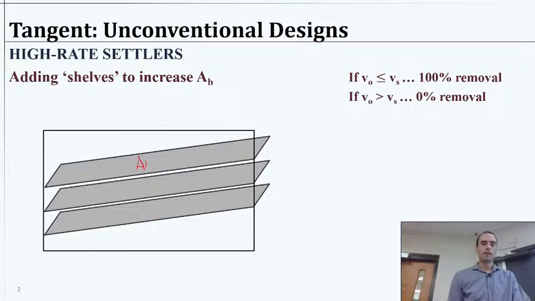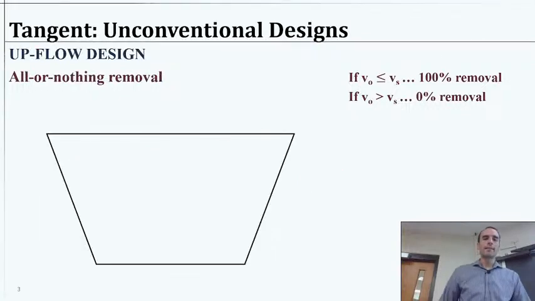So if this is approximately the area of the basin, just have it tilted slightly. You have one here. Now you have essentially 4 times AB. That's great.